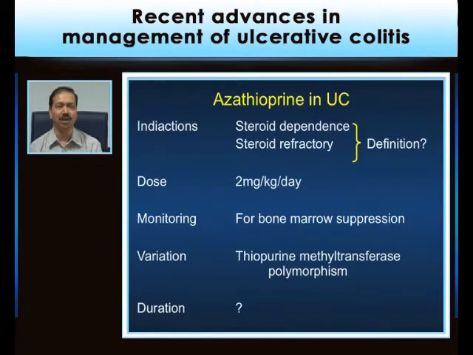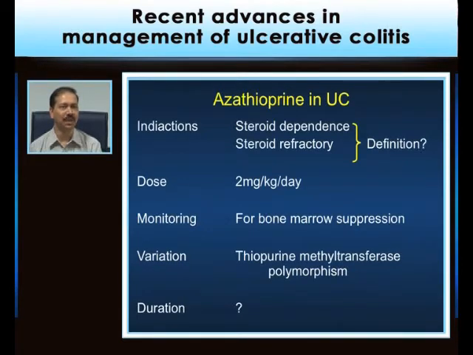So what is steroid dependent disease? Steroid dependence means while tapering steroid using a tapering rule, or within 1 or 2 months of stopping steroid, if somebody relapses, this is steroid dependent disease. On the other hand, after 1 month of use of steroid in adequate dose, that is oral steroid in adequate dose, if there is no response, this is called steroid refractory. There, azathioprine is a good drug.